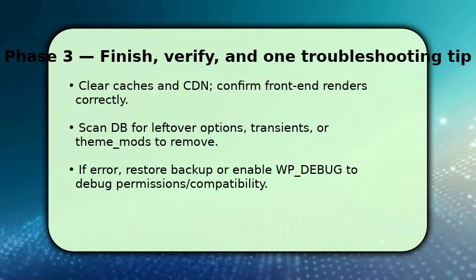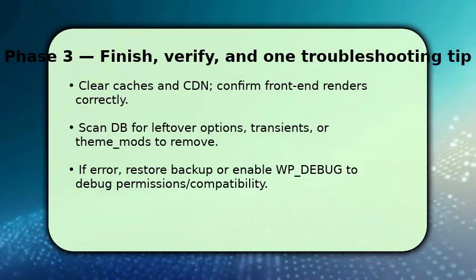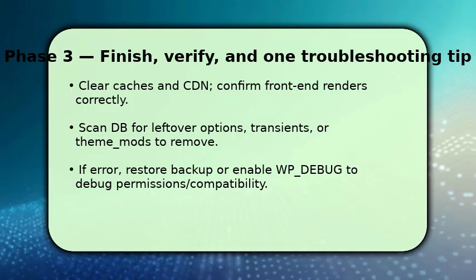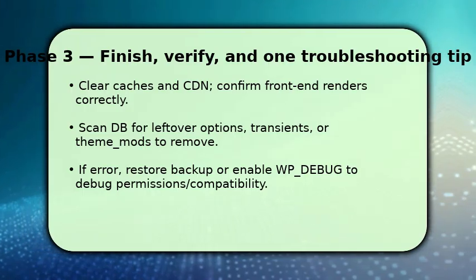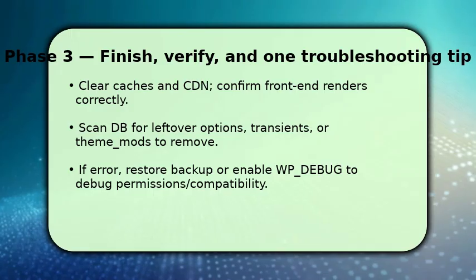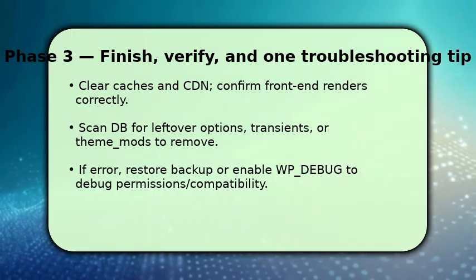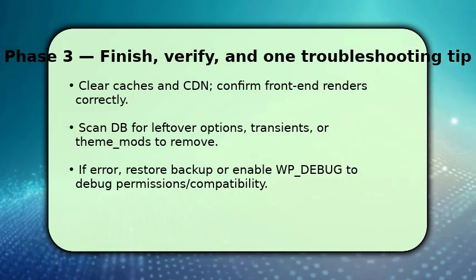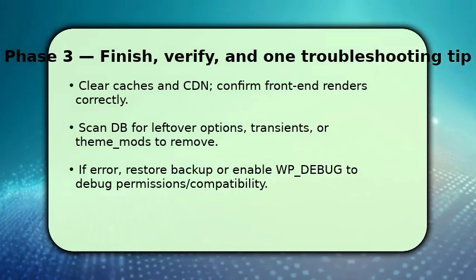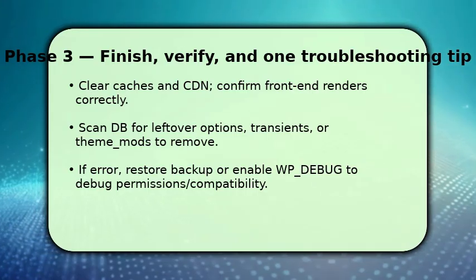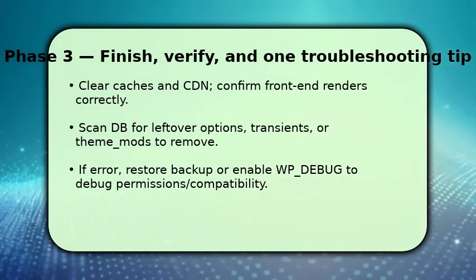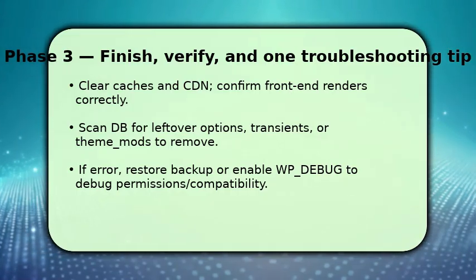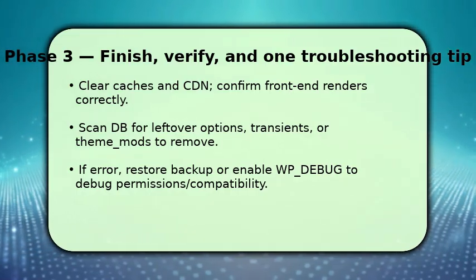Finish by clearing any object, plugin, and CDN caches, then reload pages to confirm the site renders with the chosen default theme. Next, check the database for leftover theme options, theme mods, or transients, and remove them if needed to avoid clutter. If something breaks, restore the backup you made earlier or enable WP Debug to capture errors. Also verify file ownership and permissions. If permissions or a plugin interferes, revert and retry deletions from recovery mode or via hosting support.